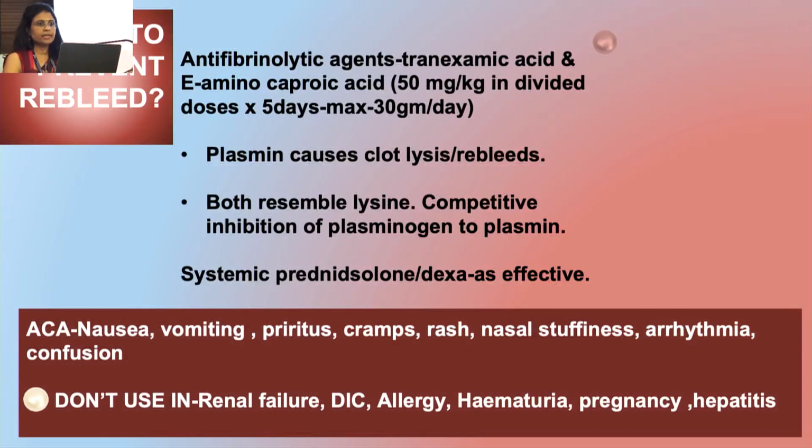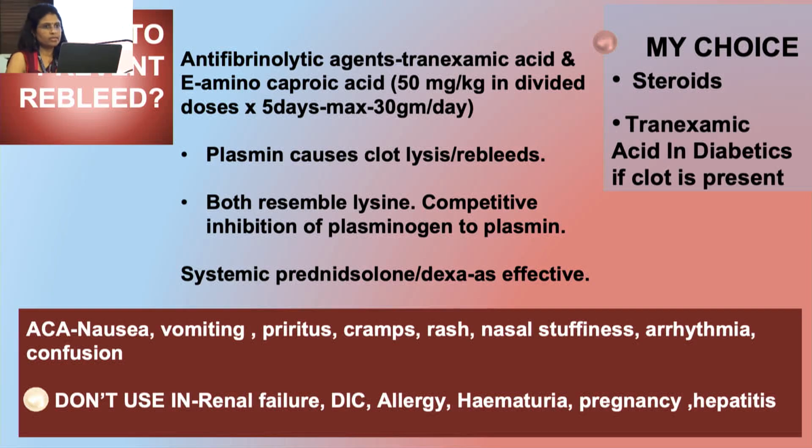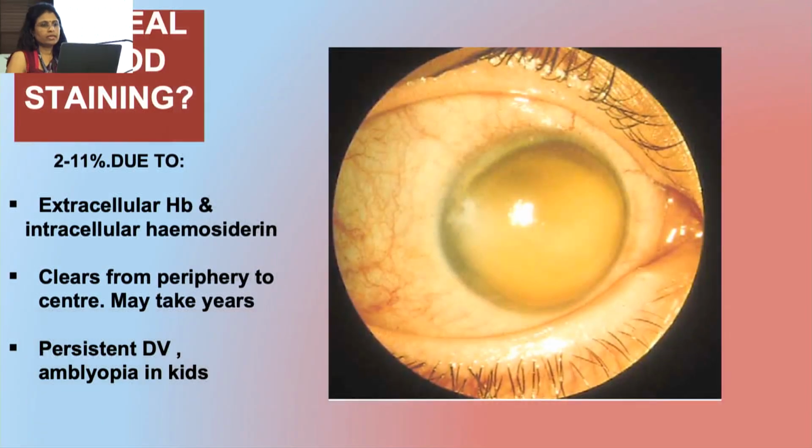That is the time when you may have to think of things like aminocaproic acid. Let's forget the mechanism, but aminocaproic acid produces a lot of side effects, so don't use it in renal failure, DIC, allergy, etc. Instead, even systemic steroids are very good. So in my practice, I use systemic steroids. In such patients, I don't use aminocaproic, but I do use sometimes tranexamic acid, especially in diabetics where I cannot use systemic steroids.